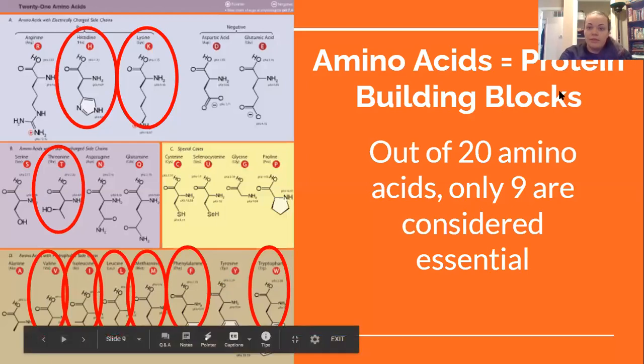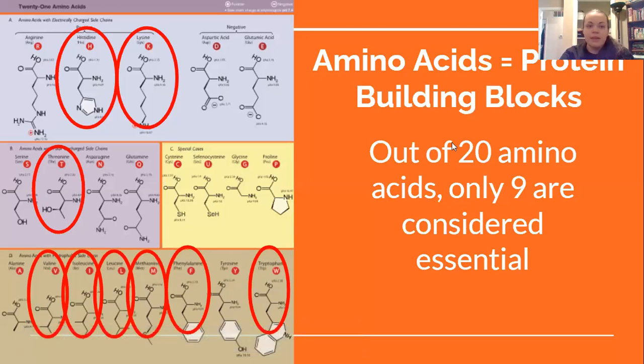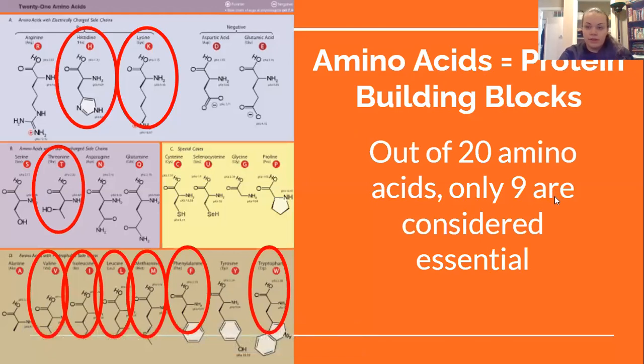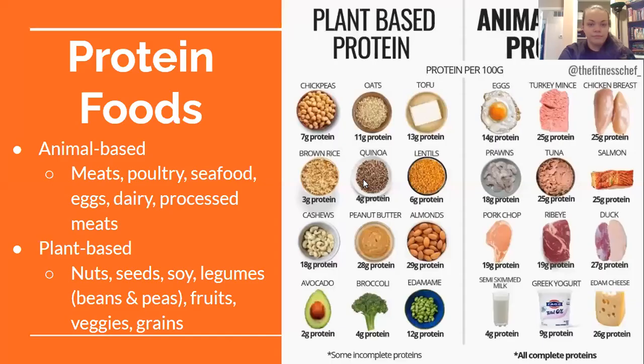Protein. So the building blocks for protein are something called amino acids. There are actually 20 different kinds of amino acids, but only 9 of them are considered essential, which I've circled here. And again, essential means that your body can't produce them. You have to take them in through your diet. So they have essential molecules within these amino acids that you need for your body to function.